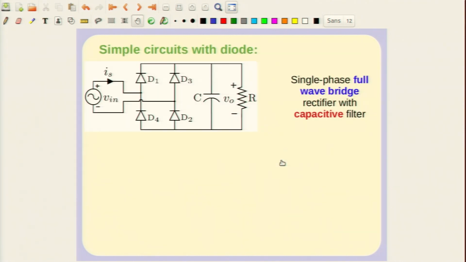But in case of a single phase bridge rectifier, you can get lesser ripple by putting a capacitor. A capacitor is a device which draws current whenever there is a change in voltage, and one of the ways of describing the action of a capacitor is that it tries to prevent a voltage change across it.